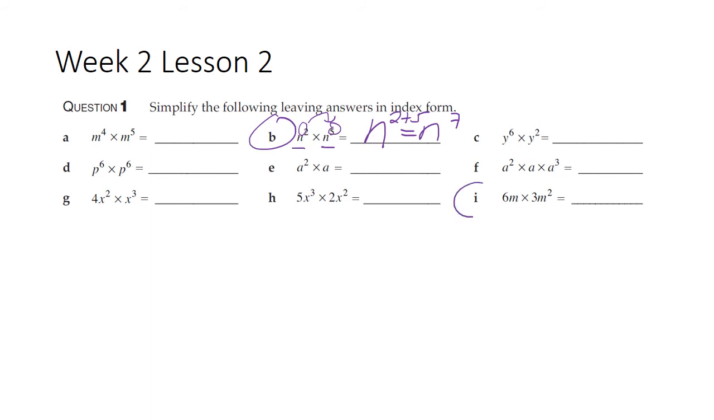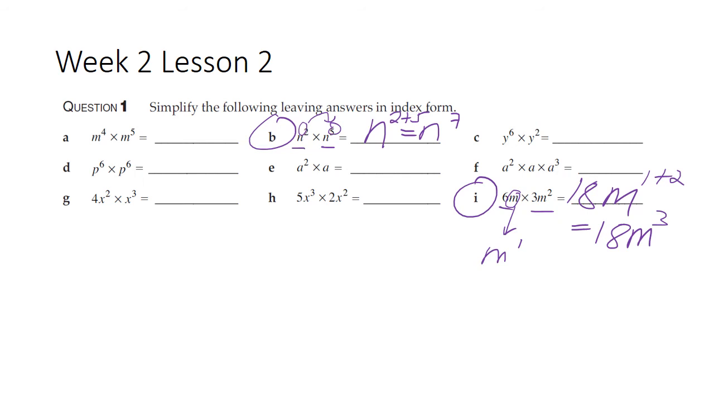Let's do i. 6m times 3m to the power of 2. What would that become? Well, I would times the numbers together, right? So 6 times 3 will give me 18. Then m, add the powers together. This m is just m to the power of 1. So it will be 1 plus 2 equals 3, 18m to the power of 3.